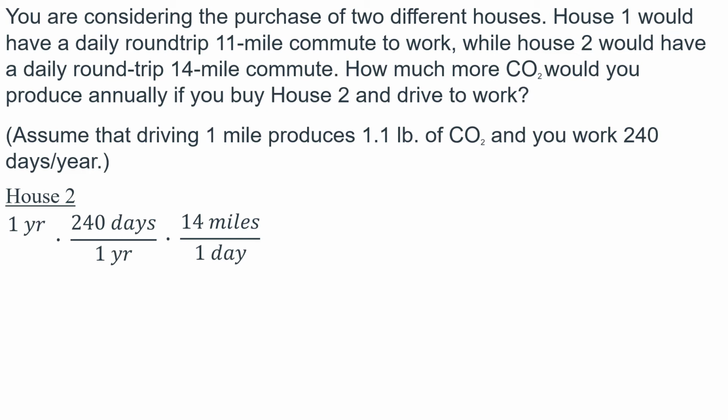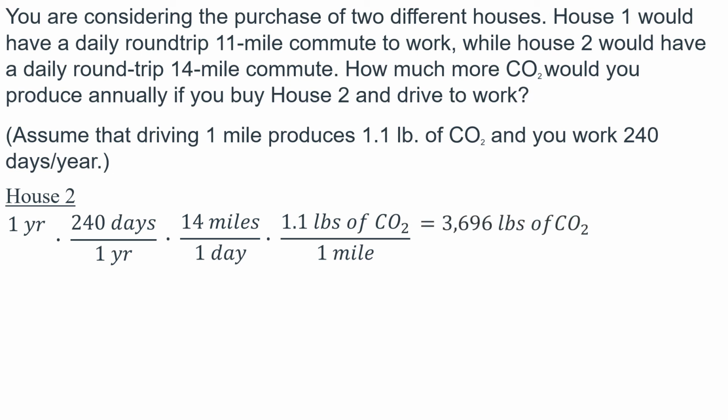Next, miles, the conversion factor that has miles would be 1 mile equals 1.1 pounds of CO2. So we finally reached the unit we want. I noticed that there's no number that is not 1 on the bottom. So I'm simply going to multiply all my numbers on top. Once I do that, I get 3,696 pounds of CO2.